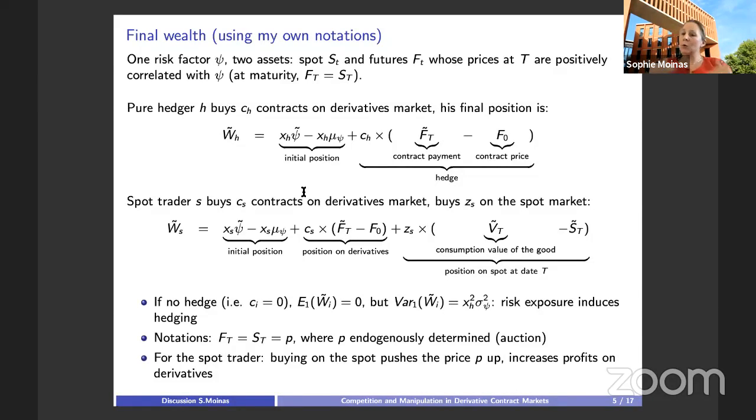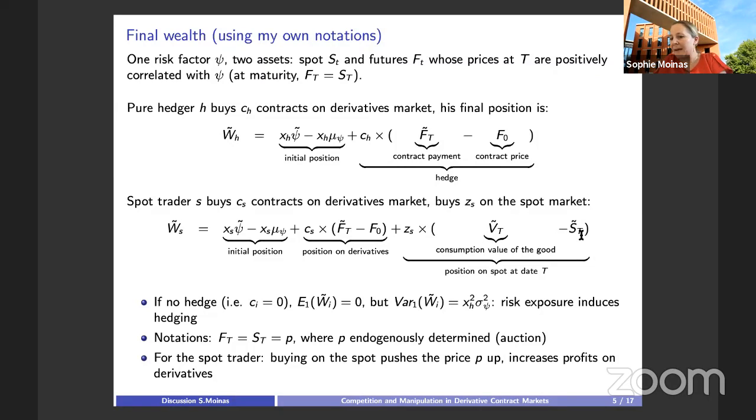Now, in the model, you also have spot traders, okay, that I often call speculators. They have this initial position and they have a position on derivatives, but on top of that, they have the opportunity to trade on the spot market at the maturity date with the objective of trying to push the prices in the direction of their profits in the derivatives market, okay? So there is thus an additional component to their wealth, which is what they get from the position on the spot market, okay, that may be negative.